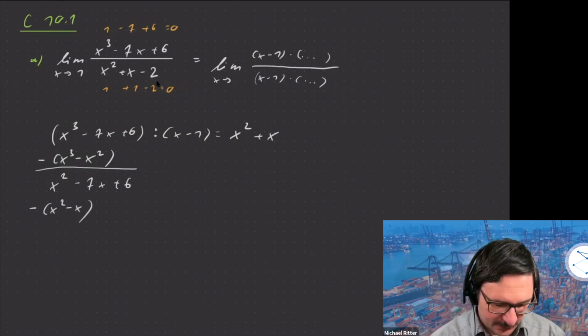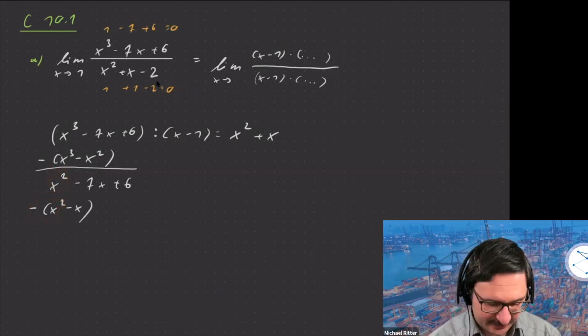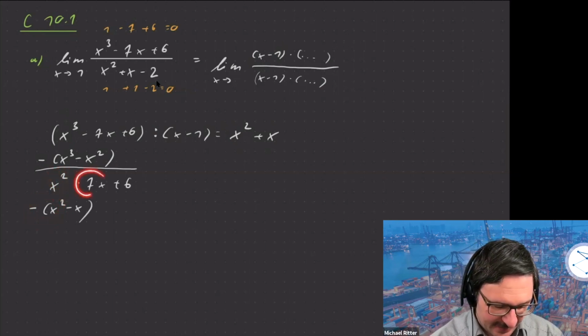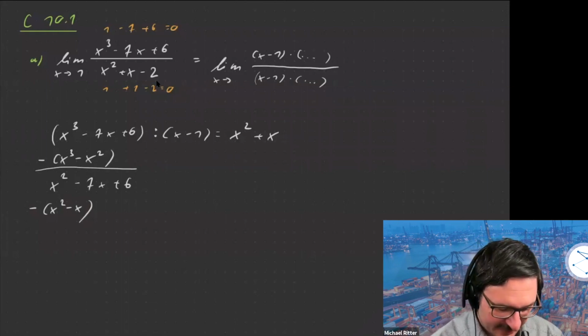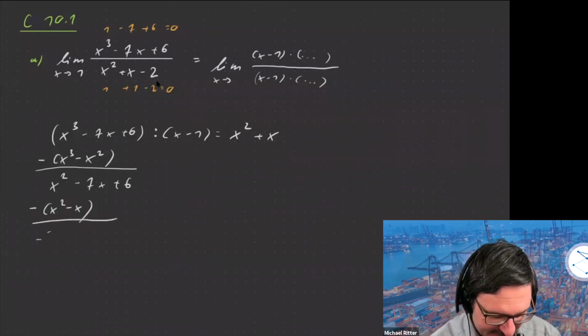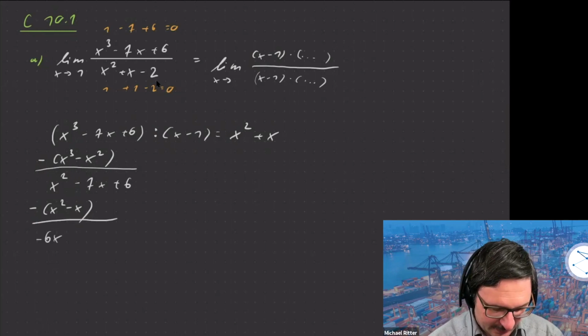Okay, so if I do that, x squared minus x squared cancels out. Then I get minus 7x plus x. Remember minus, minus? Yeah, so this is plus x. So minus 7x plus x is minus 6x. And I also have that factor plus 6 that is left here.